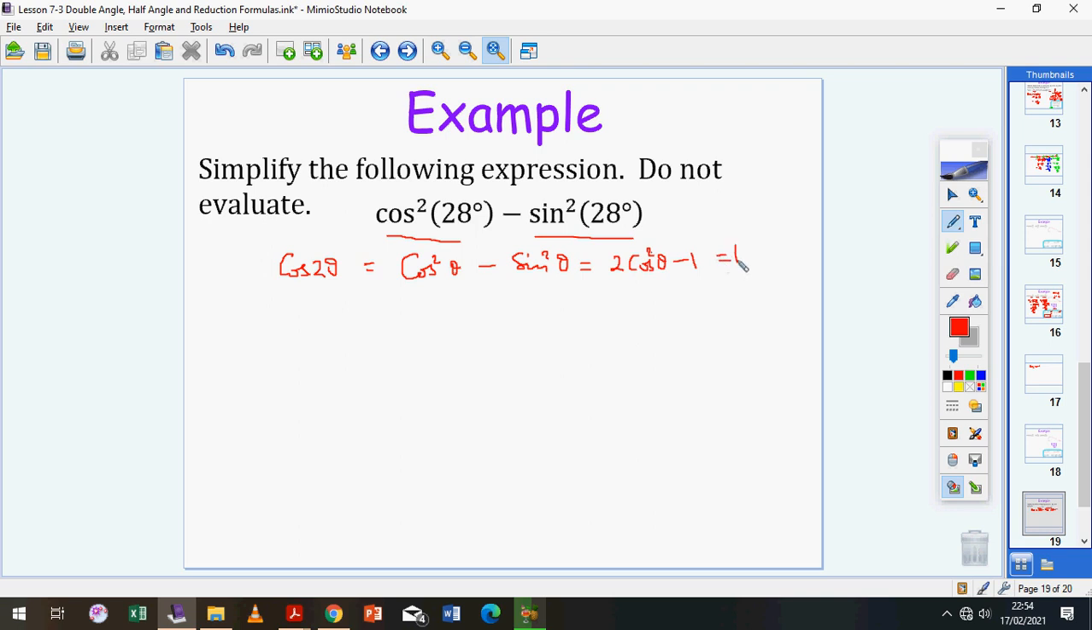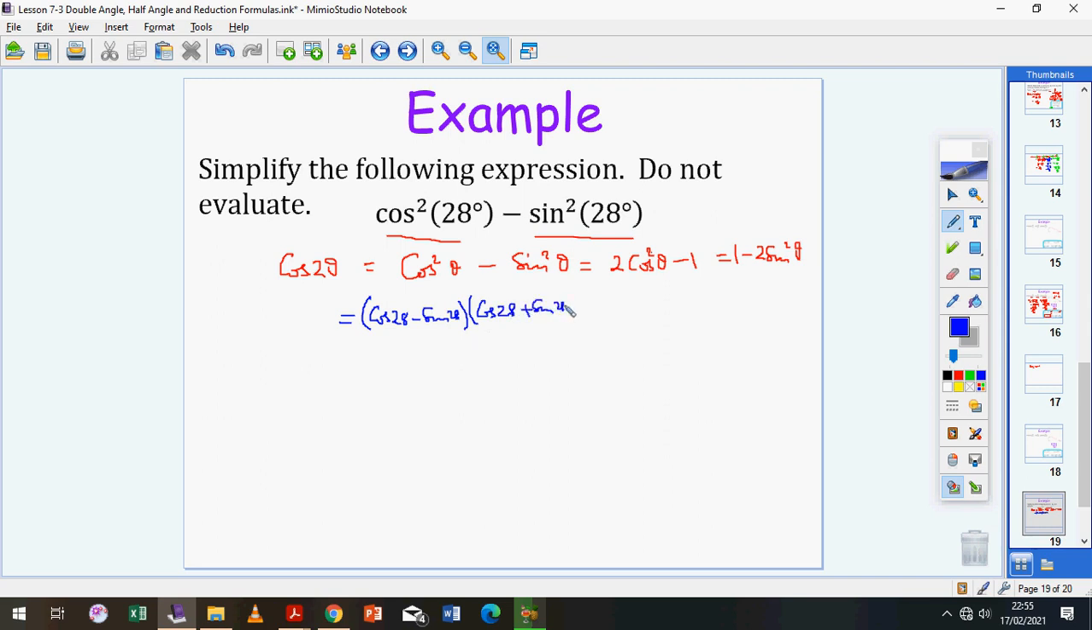So I'm just going to use these ways that I can express it, because I want to simplify it. Well, one way I can simplify it is by using the difference of squares. If I use the difference of squares, this will just be cosine of 28 minus sine of 28, open brackets, cosine of 28 plus sine of 28. They told me not to evaluate. That's one way of simplifying it.